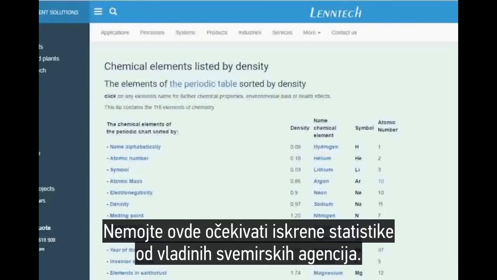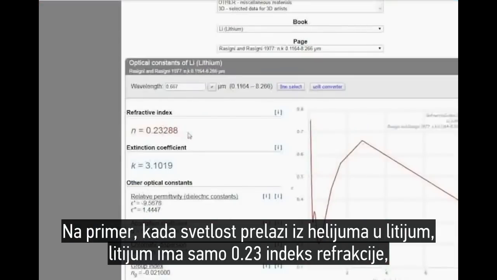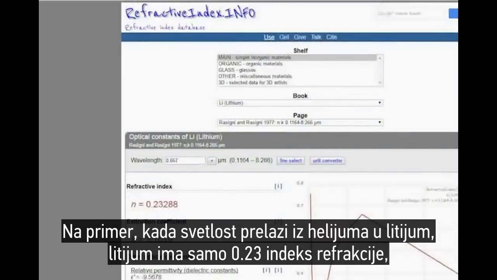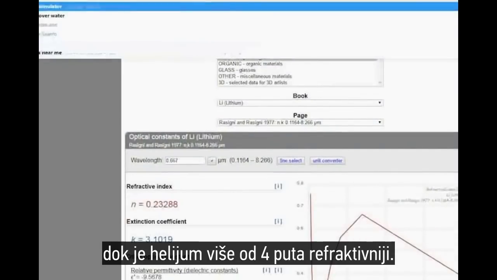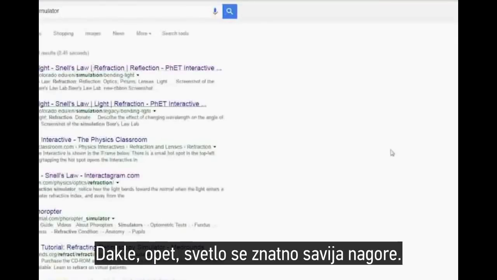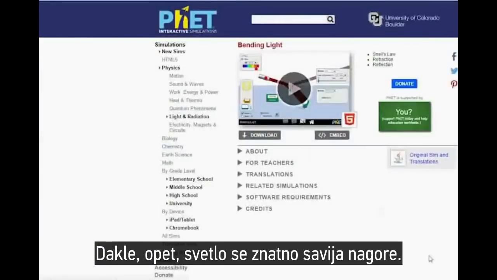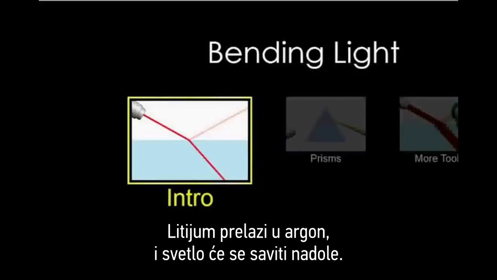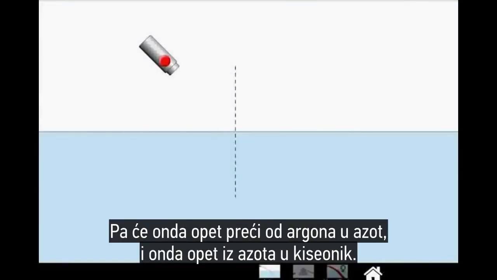Don't count on government space agencies for honest statistics here. For example, when light goes from helium to lithium, lithium is only 0.23 refractivity, and helium is more than 4 times more refractive. So again, light refracts upwards, and quite significantly. Lithium passes to argon, and light will refract downwards, and it will go down again from argon to nitrogen, and then again slightly from nitrogen to oxygen.